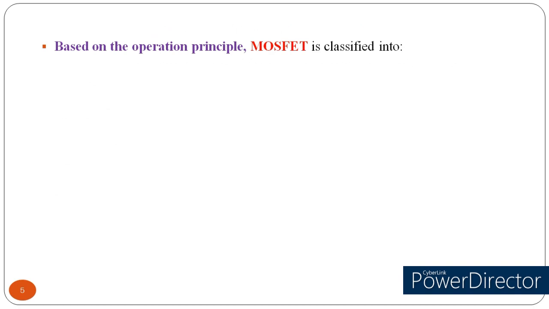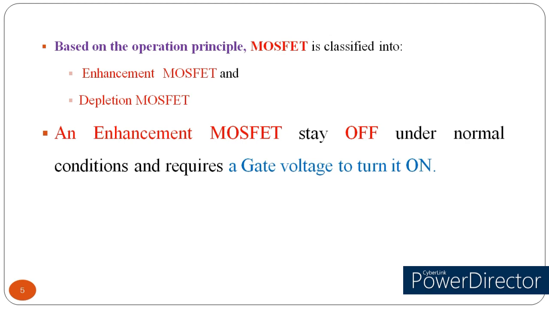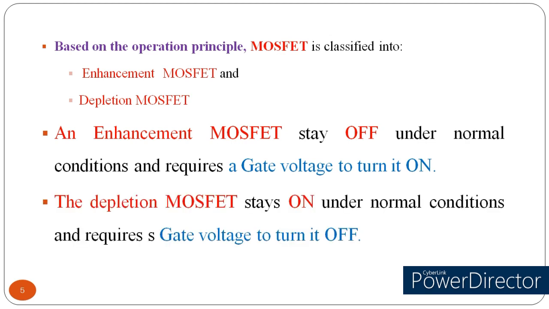Based on the principle of operation, MOSFET is classified into two: enhancement MOSFET and depletion MOSFET. An enhancement MOSFET stays off under normal condition, and in order to turn it on, a gate source voltage is required. Unlike an enhancement MOSFET, the depletion MOSFET starts on under normal condition and it needs a gate source voltage in order to turn off.